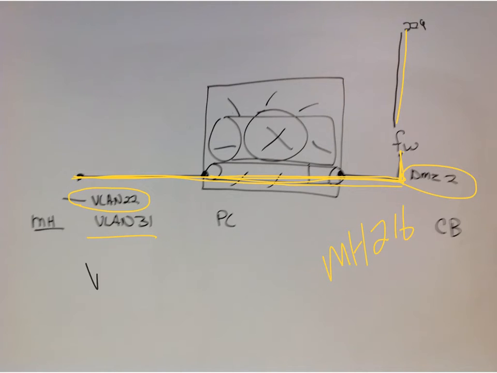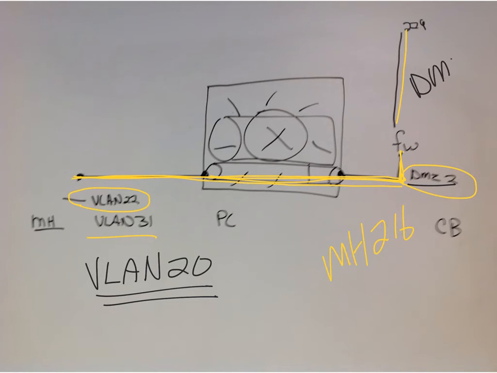We do have a couple others, but we have a VLAN 20 that we used to use for our traffic outside of the regular network, but now we are using DMZs. We have a DMZ1 and a DMZ2.